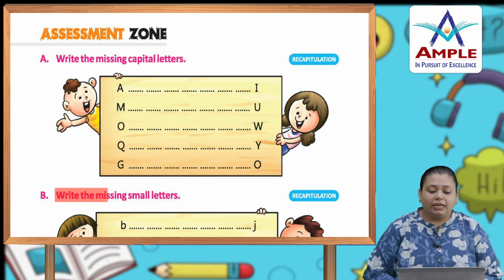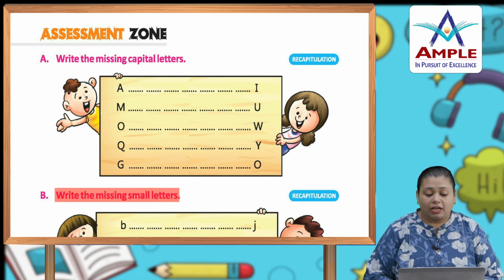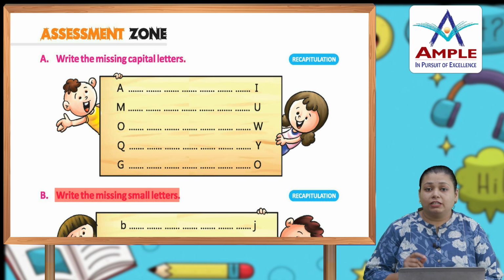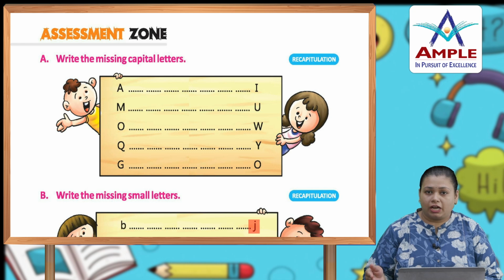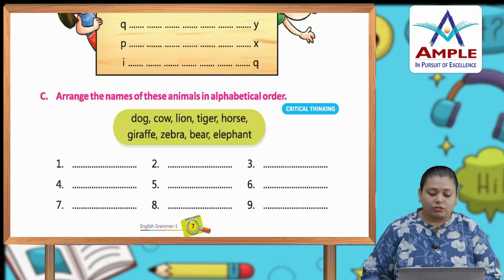Now write the missing small letters. In this box you have to write down the small letters. After B, C, D, E, F, G, H, I, J. So like that you have to fill the rest of the parts also.